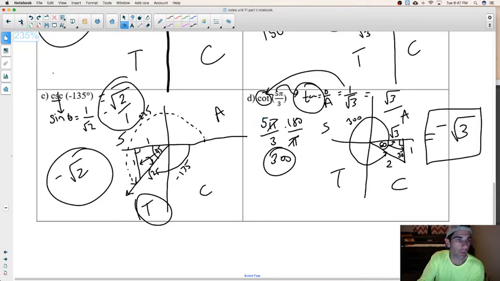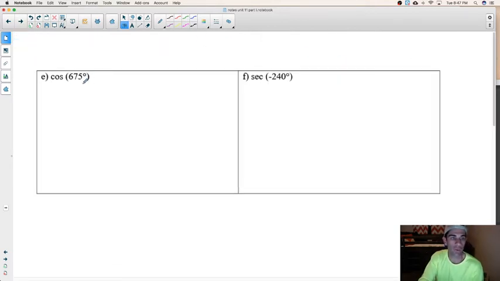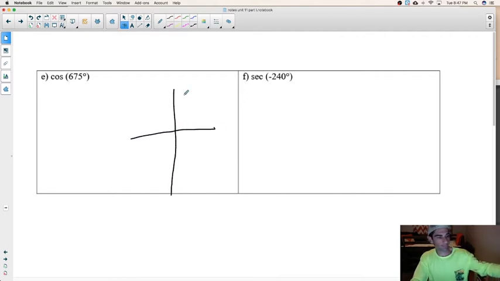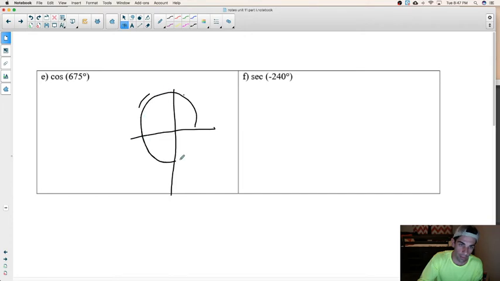Hopefully that worked well there. Next one, cosine 675. So you're going to be going around and around a couple times here. The first time would be 360, right? So you run around to 360. Then you've got to go around how much more? You're going to be going around 315 degrees more.